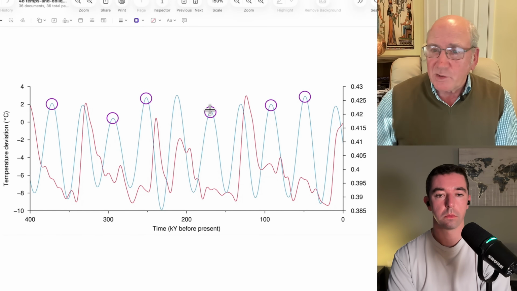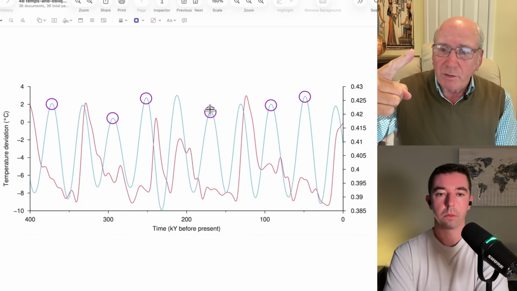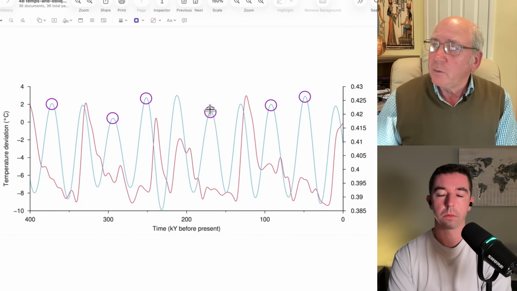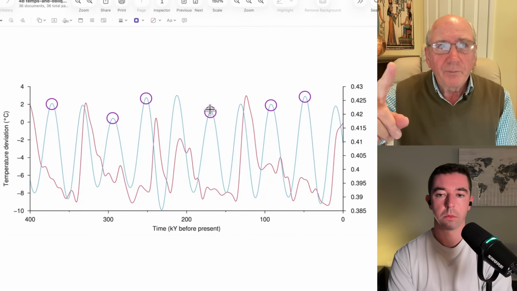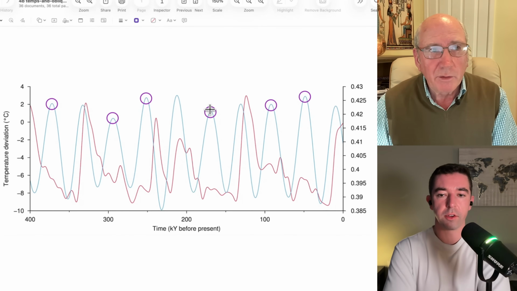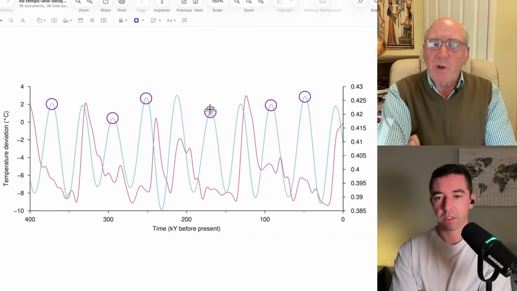By obliquity maximum, I mean that's the maximum leaning angle of the Earth when it goes to 24.3 degrees, I think it is. It changes by about, gosh, I can't remember. Is it 21 degrees, or something? Is it 21 and a half? Something like that. Yeah, it's about 3 degrees.